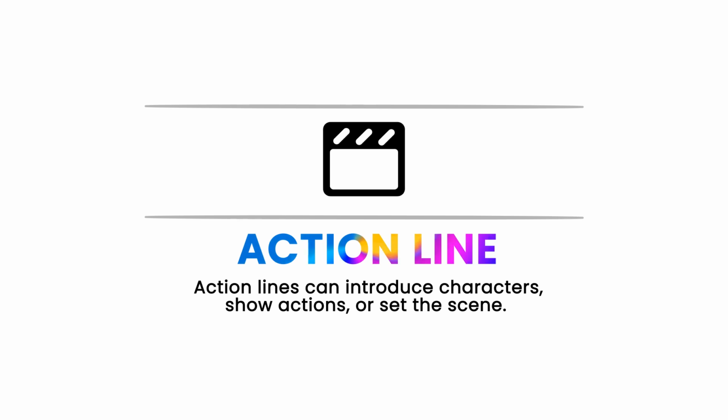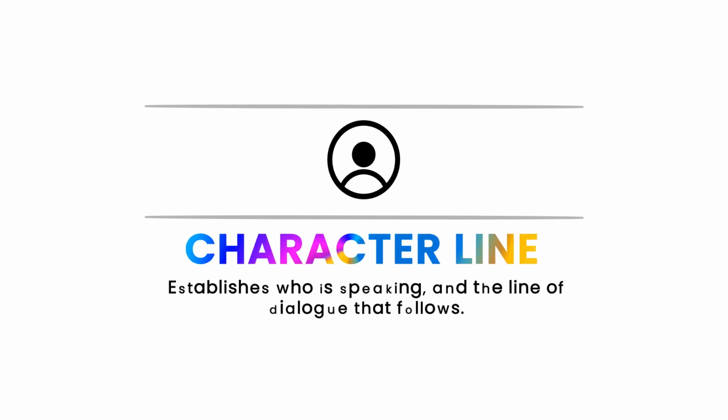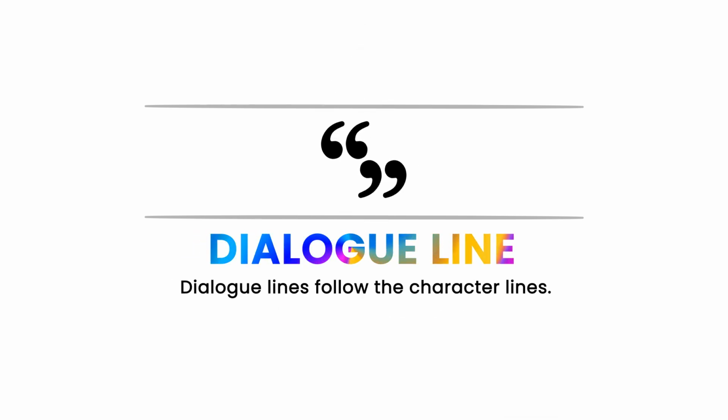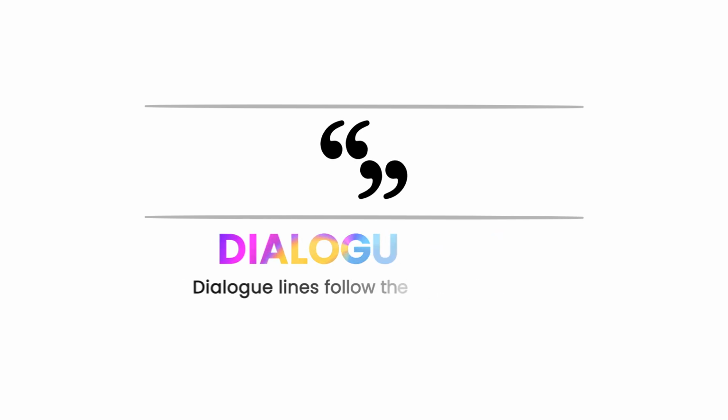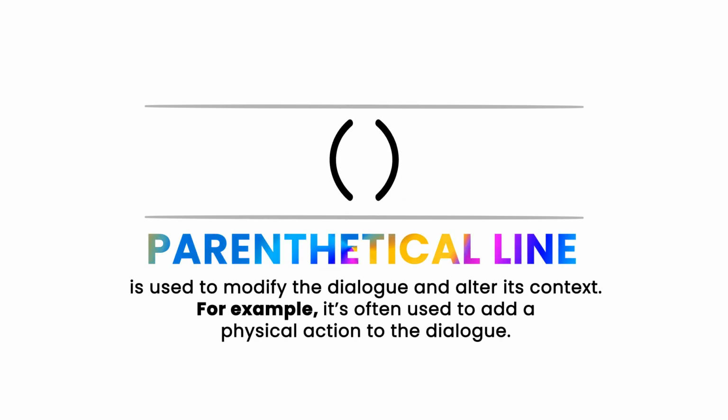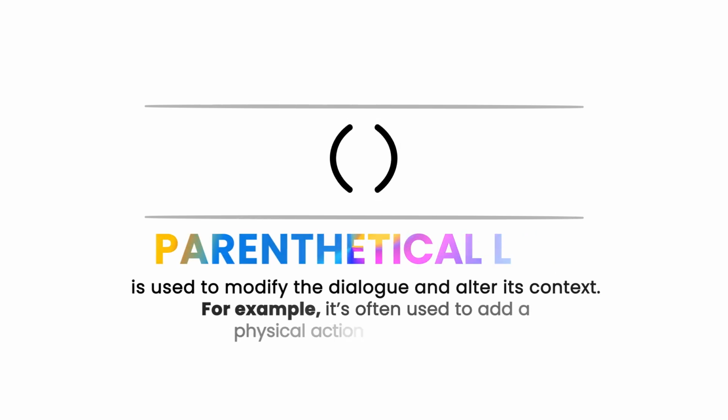First, let's talk about the action lines. An action line is what we see on screen. It can introduce characters, show actions, or set the scene. A character line establishes who is speaking and the line of dialogue that follows. A dialogue line is the dialogue that follows the character line. The parenthetical line is used to modify the dialogue and alter its context. For example, it's often used to add a physical action to the dialogue.